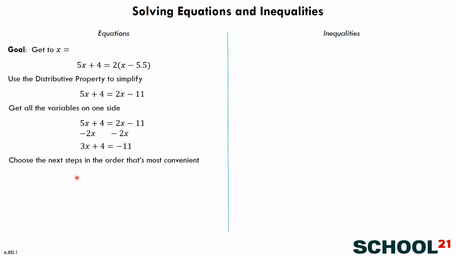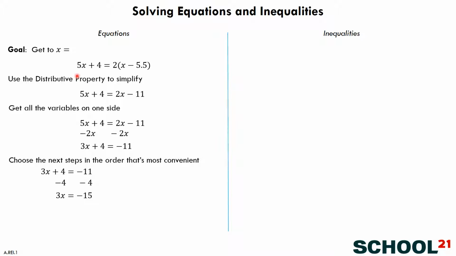And this is the step. We're going to choose the next step in the order that's most convenient, in the way that you like to do it the best. And so me too, I like to subtract 4. So let's go ahead and do that. What are we going to have on the left-hand side after that? 3x. And how about on the right-hand side? 15? Negative 15. Negative 15. Very good. You did some mental math with negative numbers. That's good.